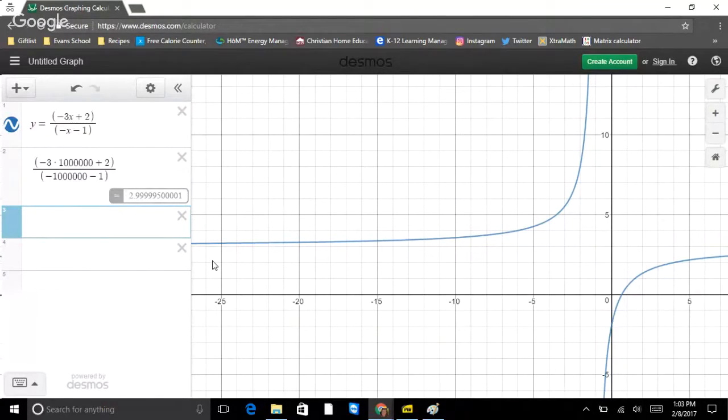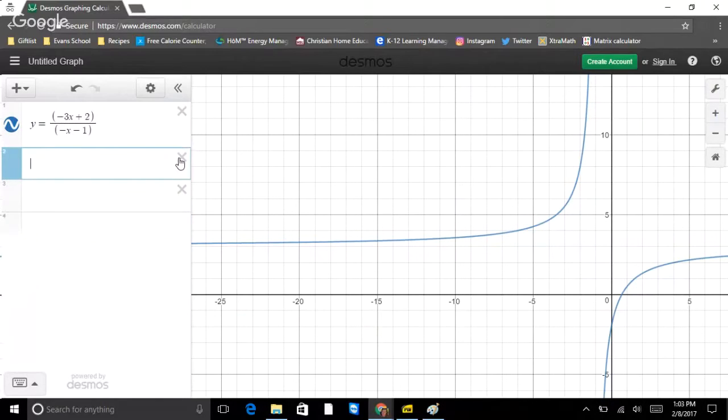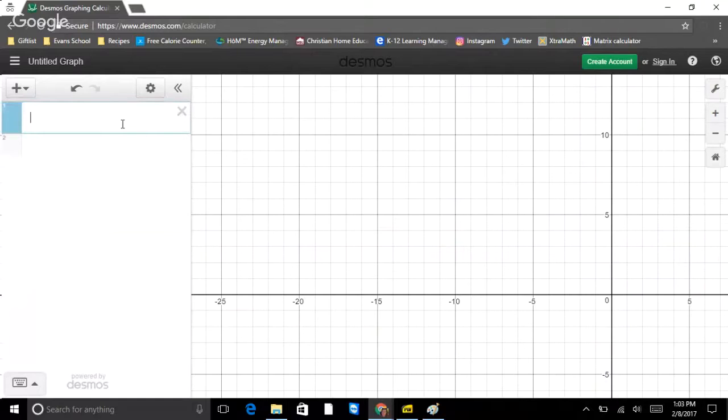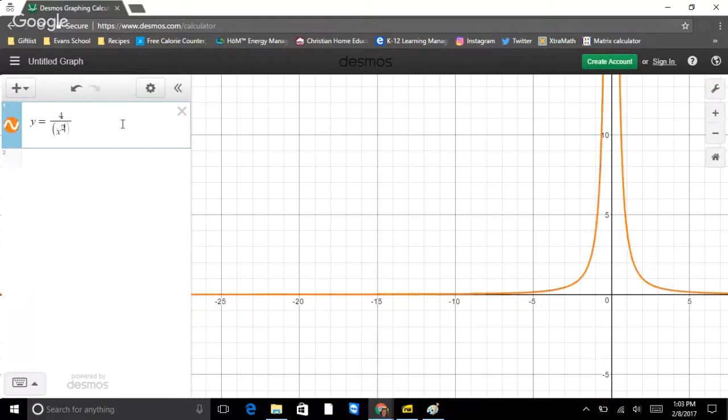Okay, so 8.3 is graph general rational functions. Before we were only dealing with basically x's that had exponents to them. And now we're actually going to put in some polynomials and see what those graphs look like. So what I mean by that is, for example, graph y equals 4 over x squared plus 2.